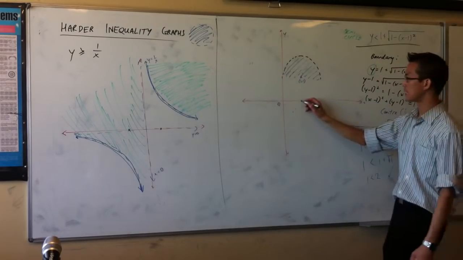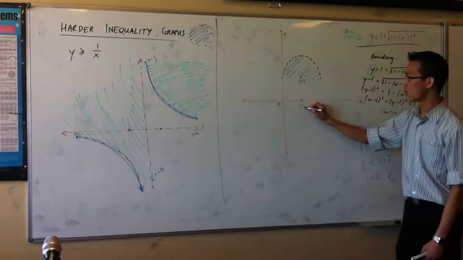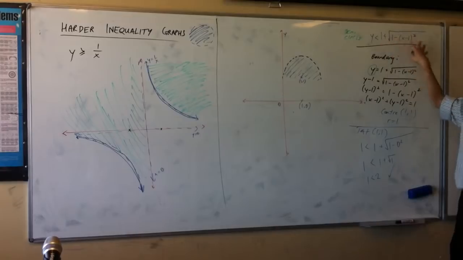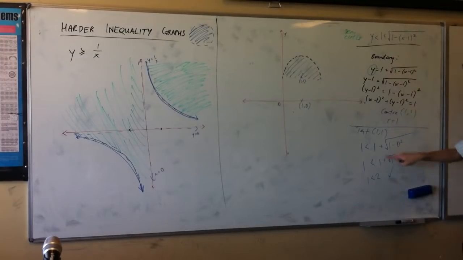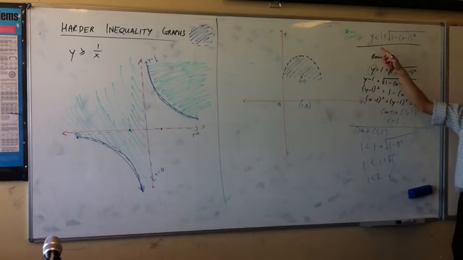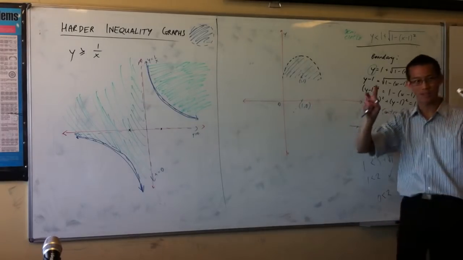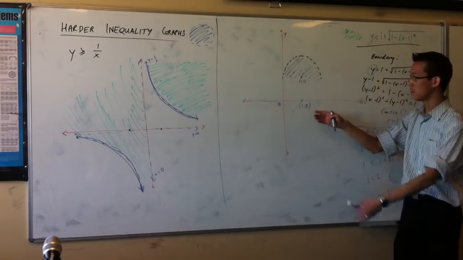Let's test a point, like say, 1, 0, okay? This x value affects the right-hand side, right? So I'm going to get 2 on the right-hand side just like I got before. And on the left-hand side, I just have y. So I'll have 0 is less than 2. Does that work? Sure does, right? So this part, even though it's not inside the semicircle, is a part of it.